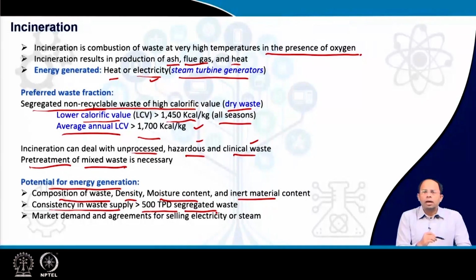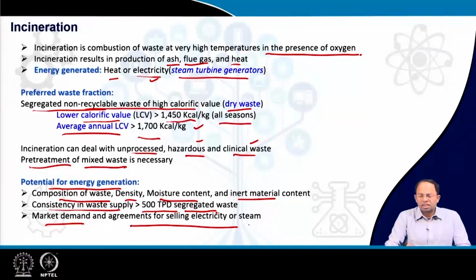Finally, the products that come out of the incineration process should also have a market. So, market demand and agreements for selling electricity or steam. If I am selling steam directly, that has to be done in a very local area. So I have to have some agreements with the ULB or with the resident associations over there, so that I can sell steam directly for heating purposes. Or I have to have agreements with the distribution company so that I can sell this electricity directly to them, and it could be put into the grid.